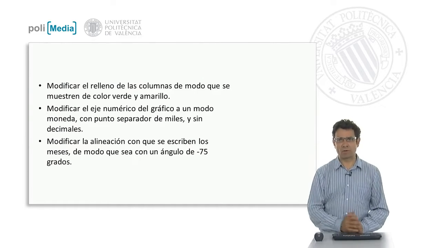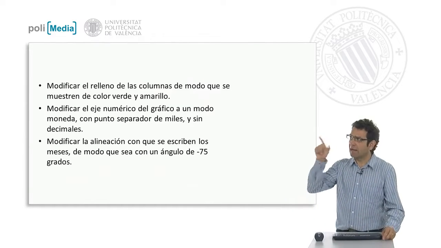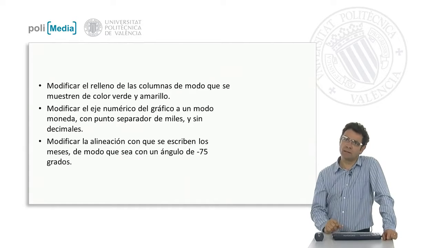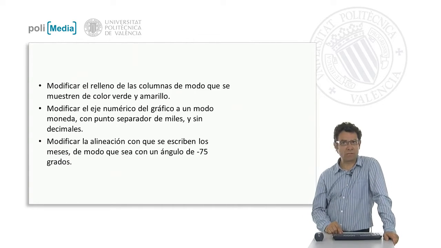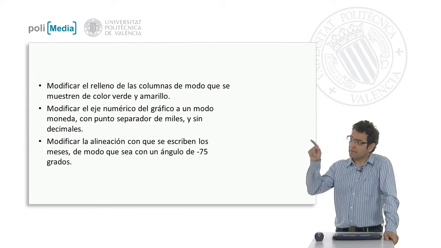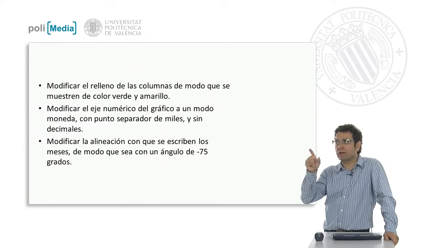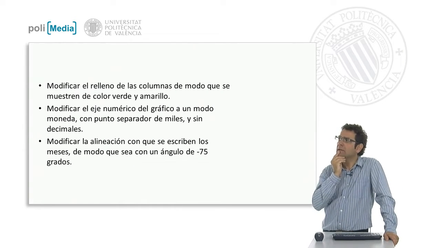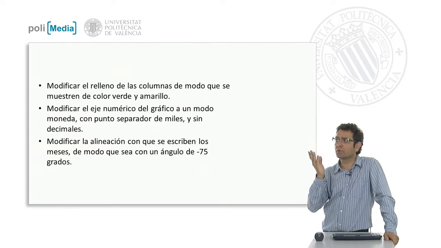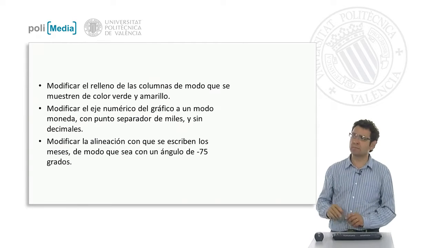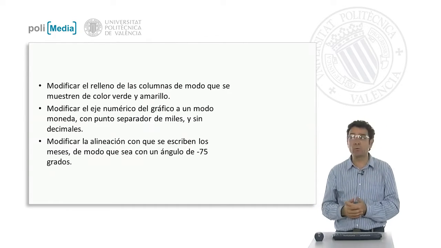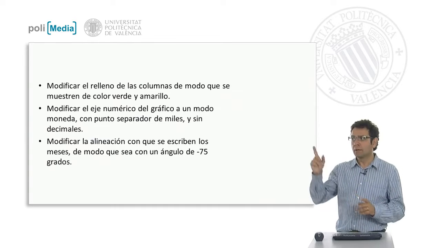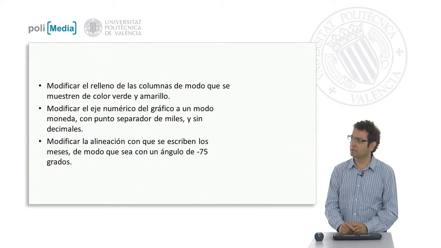The next exercise that they set us is to modify the fill of the columns that are markers of other data, so that it shows them in other colors, in green and yellow, as the exercise indicates. Also to modify the numerical axis of the chart, the vertical axis, to a currency mode with thousands separator and without decimal places. That is, the axis that represents the whole quantities of euros, we mark it in currency mode with thousands separator and without decimal places.